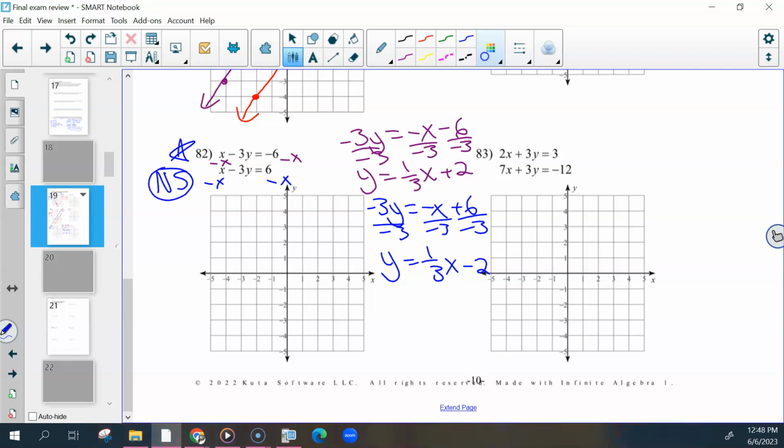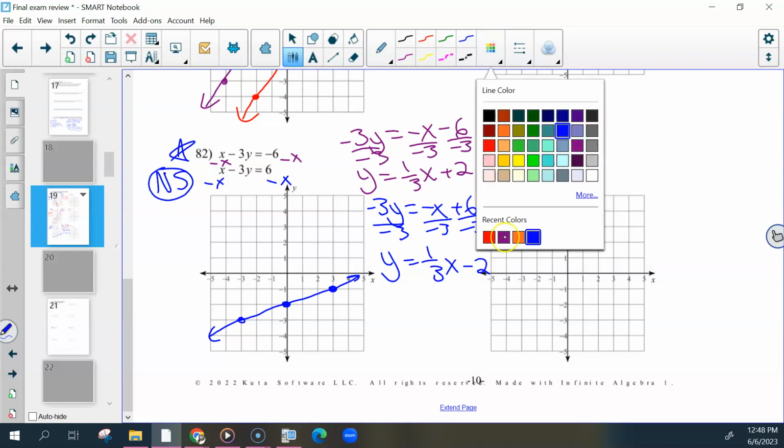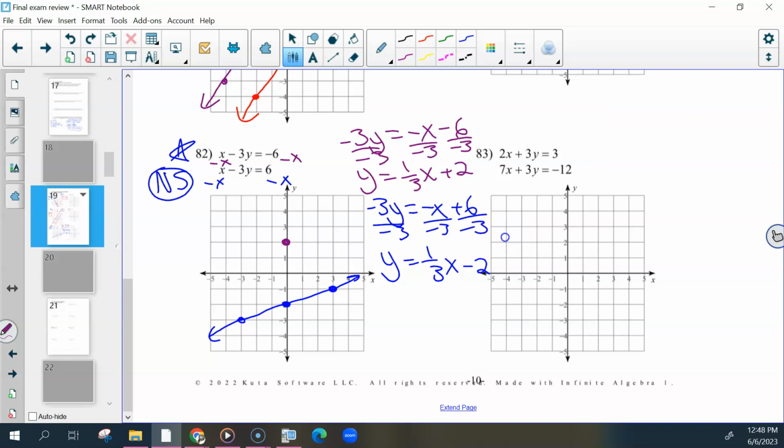It doesn't matter which one you graph first. I'm going to graph the bottom one. Starting at negative 2, going up 1 to the right 3, down 1 to the left 3. Connect those points, draw a line through it. And the other one would start at positive 2. Same slope, up 1, right 3, down 1, left 3. We can see that they don't ever cross, so no solution.